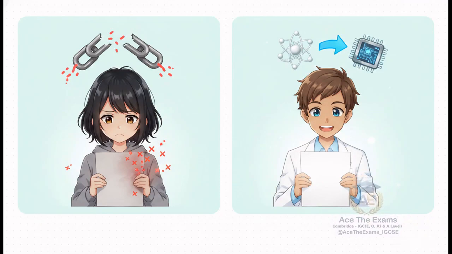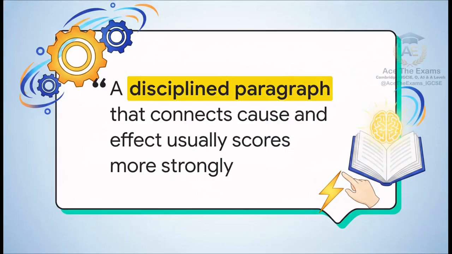An improved top-band answer links that application directly to the atomic mechanism. It reads, the difference in atomic radii in the gallium arsenide lattice determines the precise lattice spacing. This atomic arrangement dictates the specific energy band gap, which ultimately controls the semiconductor's electrical conductivity at room temperature. Boom, cause and effect. This whole idea is cemented perfectly by this golden rule, straight from the examiner's perspective. A disciplined paragraph that connects cause and effect usually scores more strongly than a scattered collection of facts.